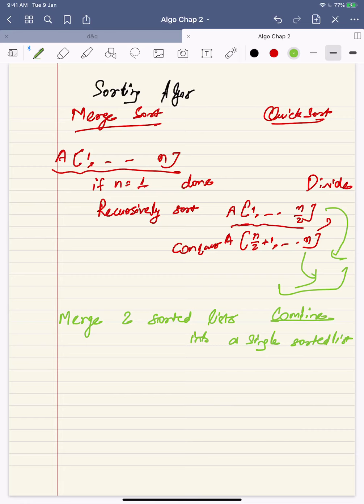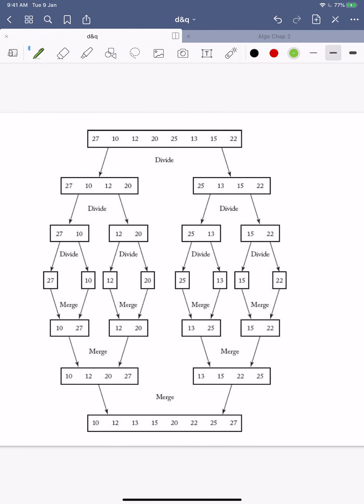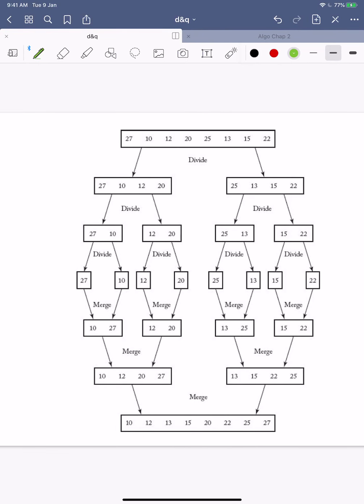So quickly, how does this look? Suppose you are given a sequence of 8 integers and you divide this array into sizes of 4 each. Keep on dividing until the problem instances are sufficiently small, this is size 1 only, and we cannot divide further. And at that point you start coming back. So that is you merge.